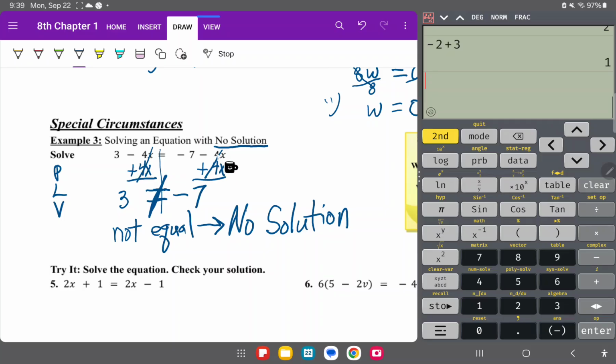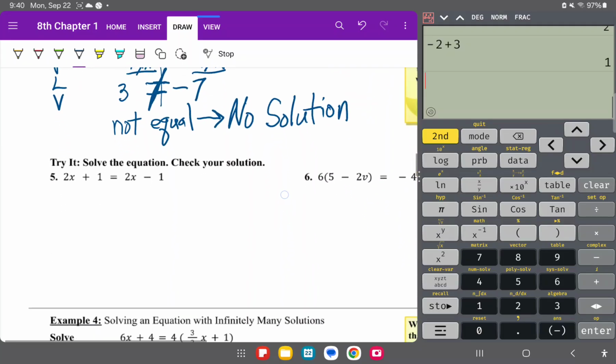This is bad information to start with, so it just doesn't work. There's no solution to this. There's no value of x that would cause this to work out correctly. If we were to put 1 in there, it wouldn't work. If we put 0 in there, if we put 100 in there, it wouldn't matter. There's no solution to this.